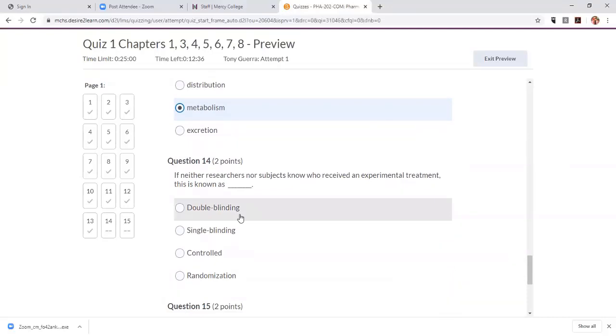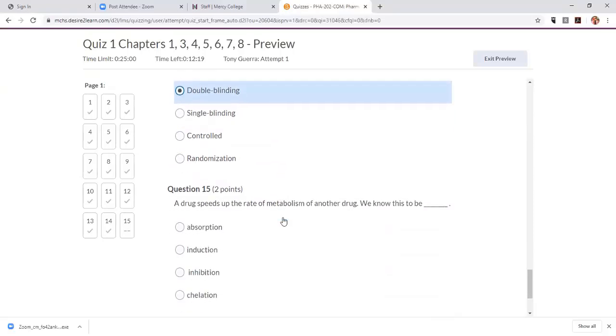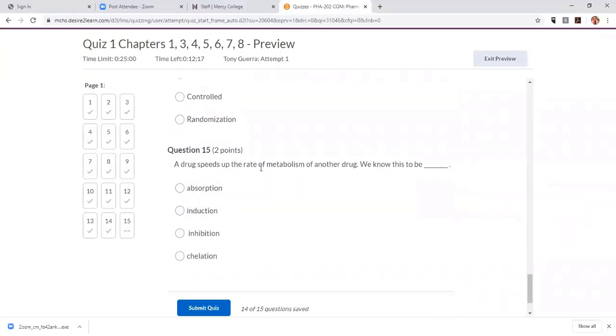Okay. If neither researchers nor subjects who received an experimental treatment know, this is known as, so subject and researchers. So that's going to be two. So if it was just researchers or subjects, it would have been single. Since we have both, it would be double blinding. And then a drug that speeds up the rate of metabolism of another drug, we know this to be, okay.